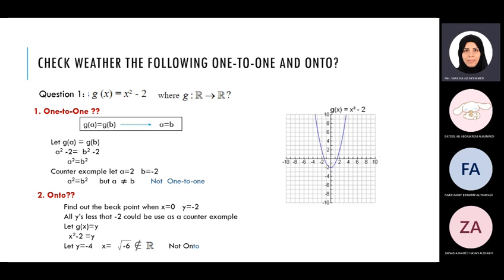And in your homework number 3, you have a problem similar to this one, a quadratic definition for a function.